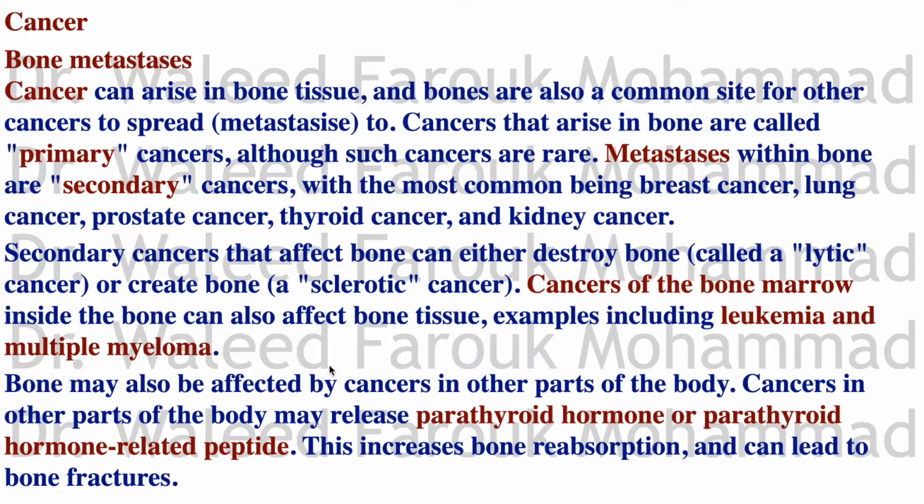Bone may also be affected by cancers in other parts of the body. Cancers in other parts, like for example the parathyroid gland, can secrete parathyroid hormone or parathyroid hormone-related peptides. Lung cancers, by the way, secrete material similar to ACTH, adrenocorticotropic hormone, that alters pigmentation. And this increases bone resorption and can lead to bone fractures.